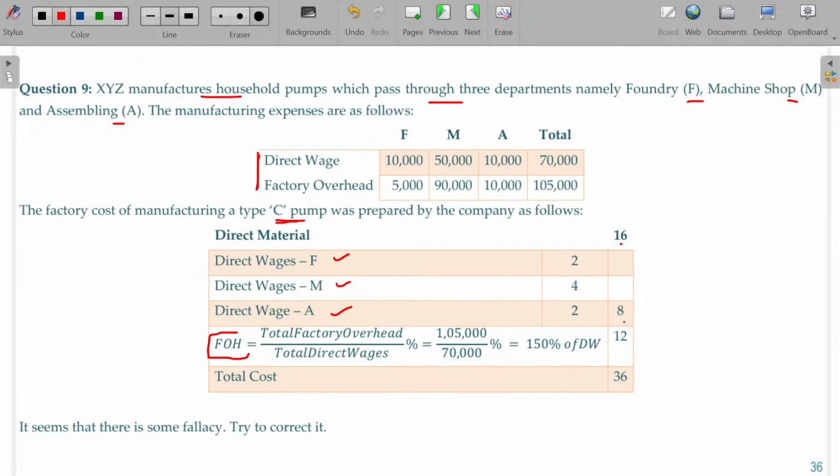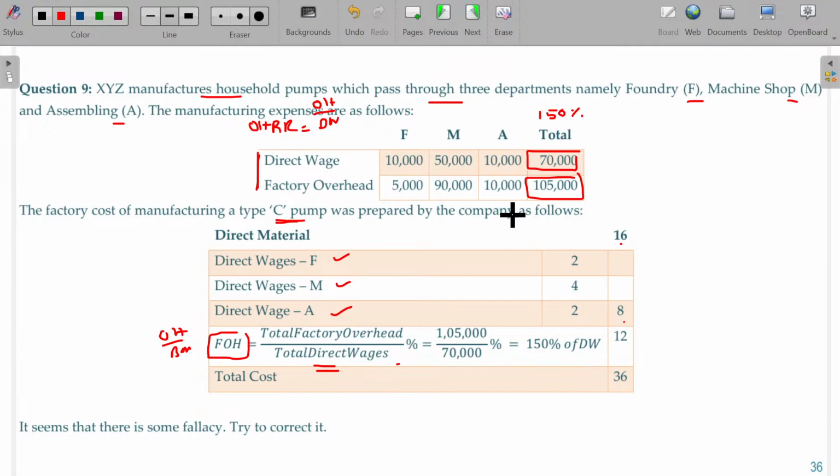Factory overhead is recovered using which method? Direct wages, certain percentage of the direct wages. So overhead divided by the base. Here the base is taken as what? Direct wages. Overall factory overhead 1,05,000 rupees, direct wages being 70,000, then overhead recovery rate for this one using the direct wage being the base. So then overhead by direct wages will be taken. So 1,05,000 divided by 70,000, 150%.